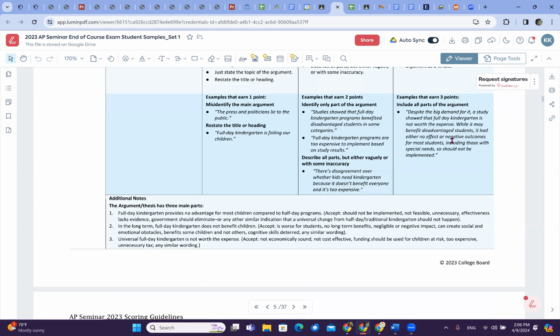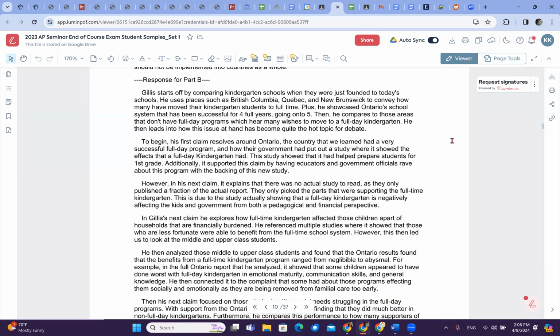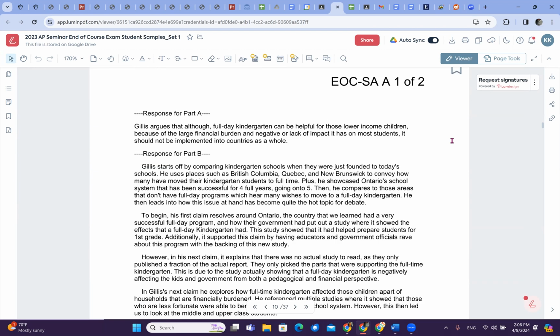Is this a stupid rubric? I want to get the one where they actually wrote. Hold on a second. So here it goes. Response to A. Gillis argues that although full-day kindergarten can be helpful for those lower income children, because of the large financial burden and negative or lack of impact it has on most students, it should not be implemented into countries as a whole.